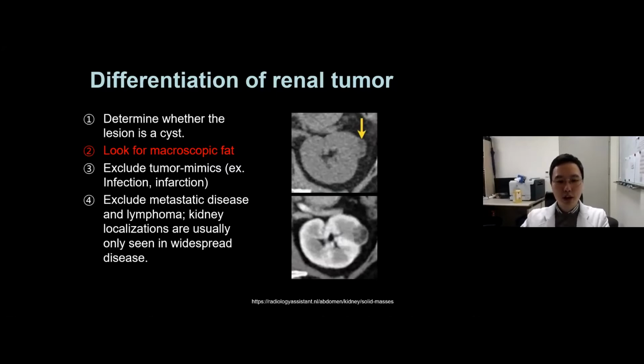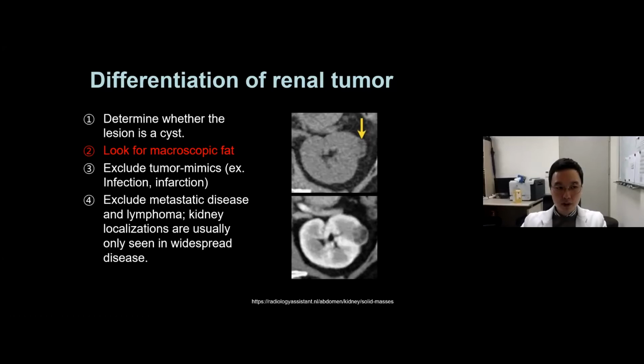So we can use a Hounsfield unit, which is less than -20, which indicates fat tissue. And if it is in the renal mass, it is a reliable sign of this AML. Since AML is the most common benign solid mass, however, if you see not only the fat but also a calcification, we cannot exclude the possibility of renal cell carcinoma.